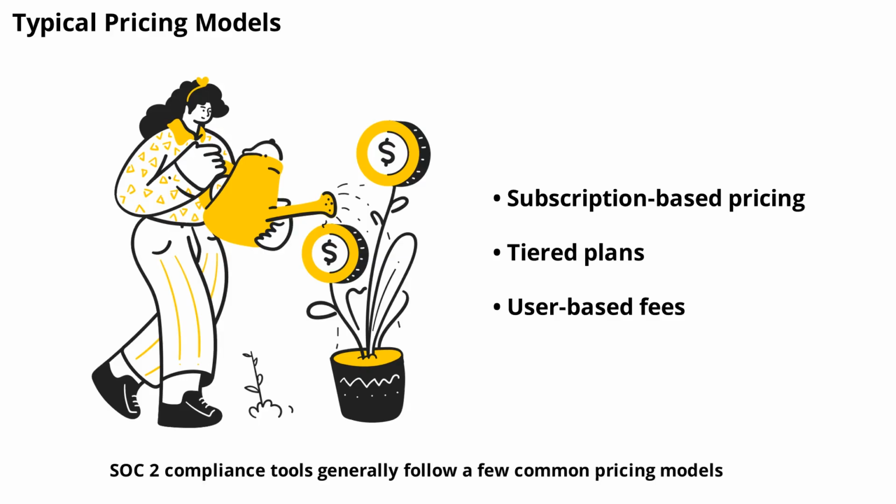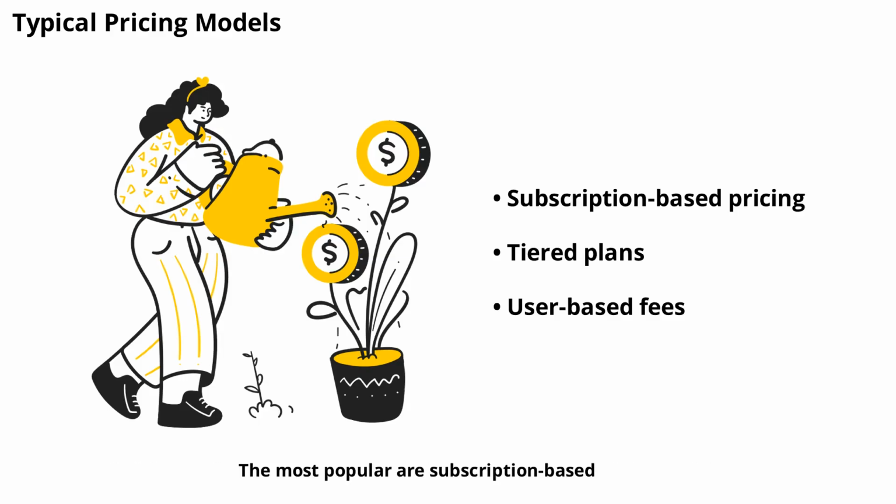SOC 2 compliance tools generally follow a few common pricing models. The most popular are subscription-based, where you pay a monthly or annual fee for access. Some providers offer tiered plans with basic features at a lower cost and premium features at a higher price. Others may charge based on the number of users or the volume of data processed. As a beginner, starting with a basic plan can be a cost-effective way to get started and scale up as your needs grow.